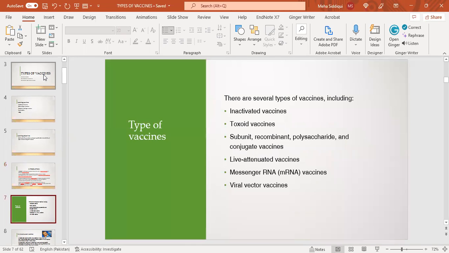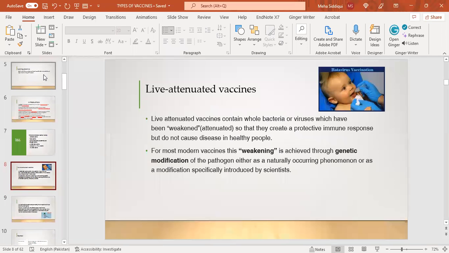Now, types of vaccines. There are several types of vaccines, including inactivated vaccines, toxoid vaccines, subunit, recombinant, polysaccharide and conjugate vaccines, live attenuated vaccines, messenger RNA vaccines, and viral vector vaccines. Now we are going to discuss each one by one. First is live attenuated vaccines.